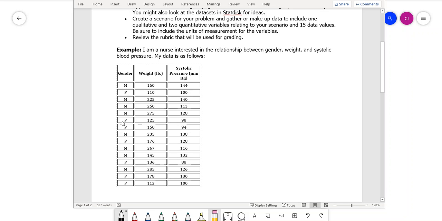Qualitative is non-numeric. It's when you're putting things into groups, or things in this list don't differ by amount. They differ by some quality or characteristic. So gender is a qualitative variable because, again, we're not measuring gender. You're either male or female. And so you can see all these M's and F's. There are no numbers in here.